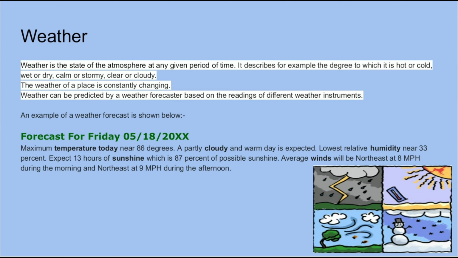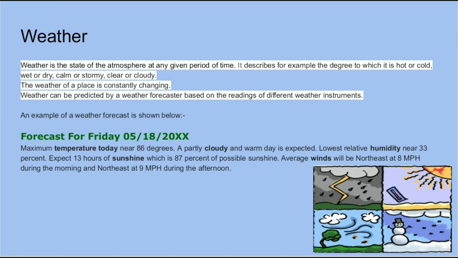So weather is the state of the atmosphere at any given period of time. This could mean the place could be hot or cold, wet or dry, calm or stormy, clear or cloudy. But the thing with weather is that it's constantly changing, so it's not steady. Weather can be predicted by a weather forecaster using different weather instruments.